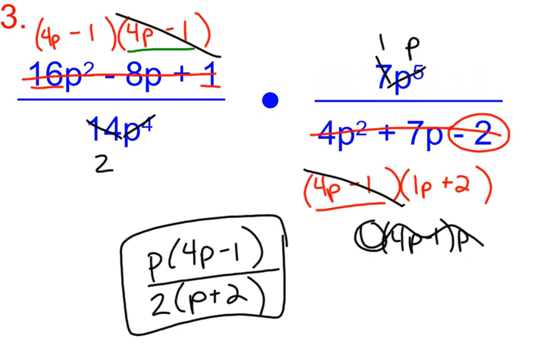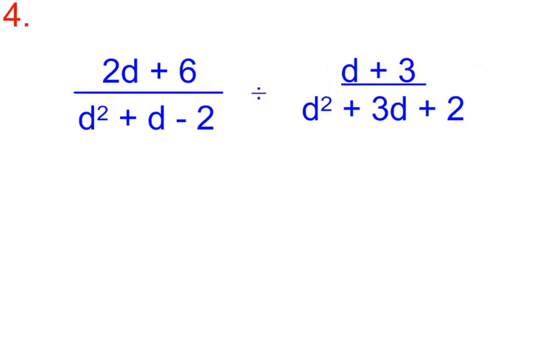I'm going to let you guys try number 4. So you're going to take out a greatest common factor if you have one, and then factor them and see what cancels. So please pause the video, do number 4, and then check your answer with mine.